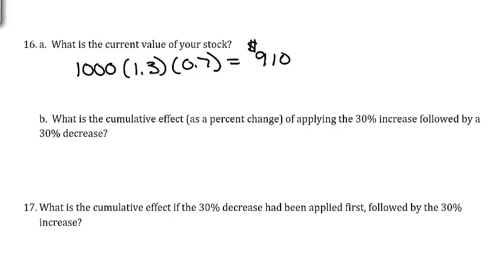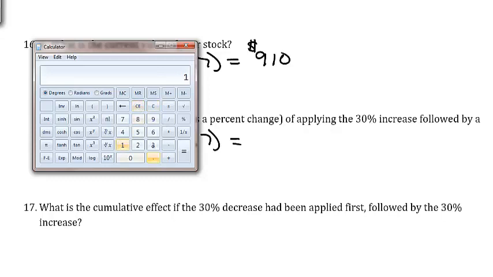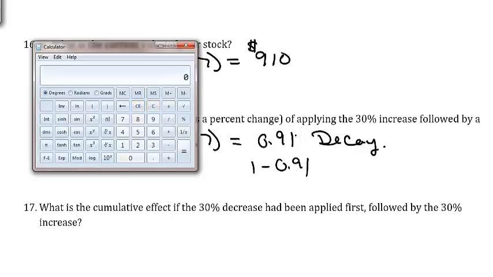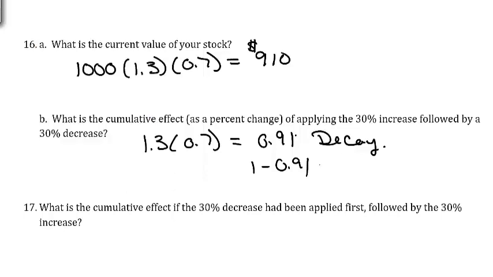What is the cumulative effect as a percent change of applying a 30% increase followed by a 30% decrease? And so if you just take the 1.3 times the 0.7 and multiply those two together, what do we end up getting? 1.3 times 0.7 gives us 0.91, and so this is a decay factor, and it's decaying by, so you can take 1 minus 0.91, and that would give you, as a decimal, how much it decreased by. So 1 minus 0.91 gives us 0.09, and so this would indicate a 9% decrease.